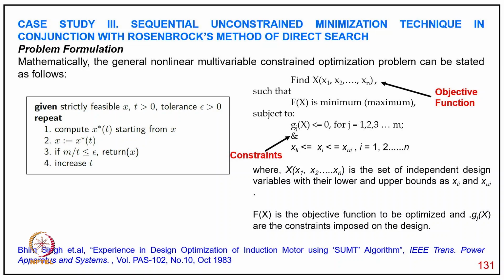So here we say find a set of variables where the objective function may be minimum, like cost is minimum or efficiency is maximum, subject to m constraints, and with the variable limits, I mean independent variable limits, because these are practical parameters, for the n variables. So you have to find the set of independent variables and their lower bound, the lower limit. So f(x) is the objective to be optimized.